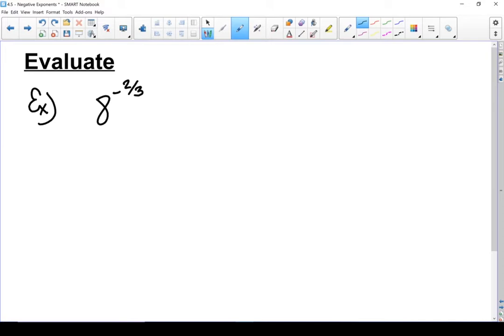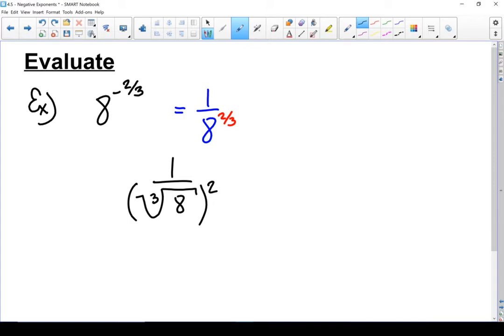Let's do another example. I've got 8 to the negative 2/3 power. So before I deal with that rational exponent, I'm going to deal with the negative. Take the reciprocal of the base, becomes 1 over 8, and I'm going to take that to the 2/3 power. 8 to the 2/3 power, my denominator is a 3, so that's a cube root of 8. I'm going to be squaring that, because the numerator of my exponent is a 2. The cube root of 8 is going to give me 2, and I still had a power of 2 up there, 1 over 2 squared. 2 squared is 4, so my end answer is 1 over 4.